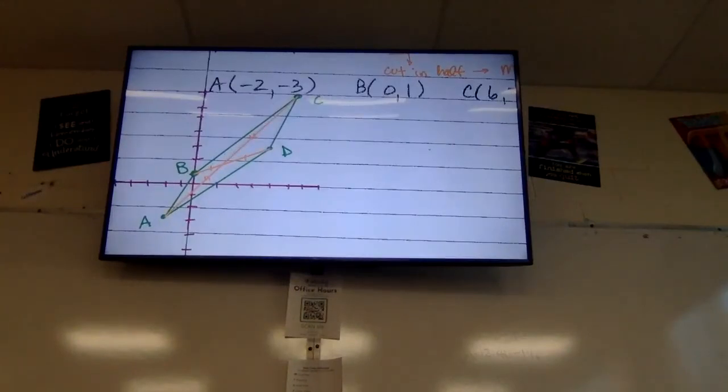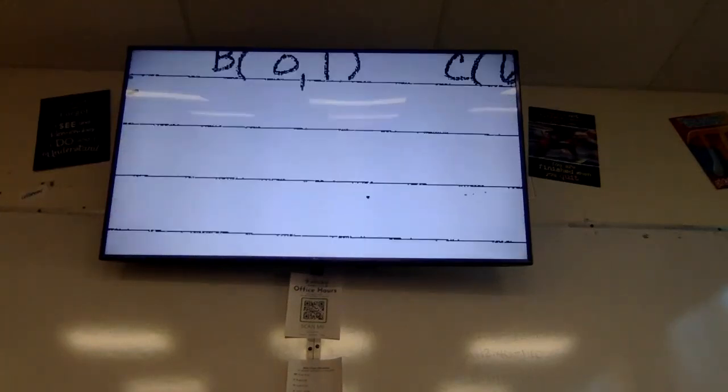Perfect. Okay, let's again work smarter, not harder. So boys, you find the midpoint of AC, girls find the midpoint of BD. This isn't the first time we learned it, so we don't need to do it 20 million times. That's why we're splitting up the work. So find the midpoint of AC and of BD.